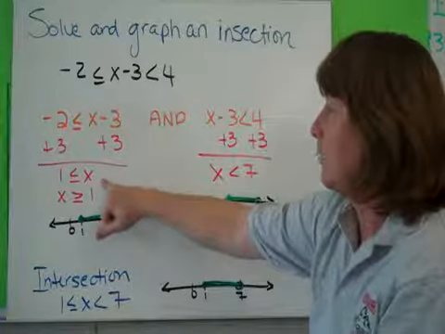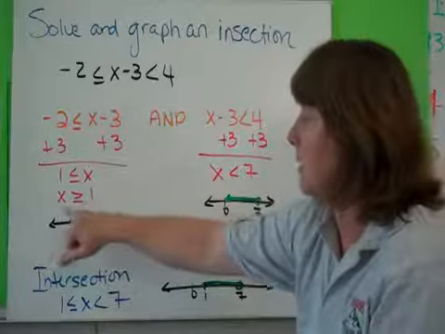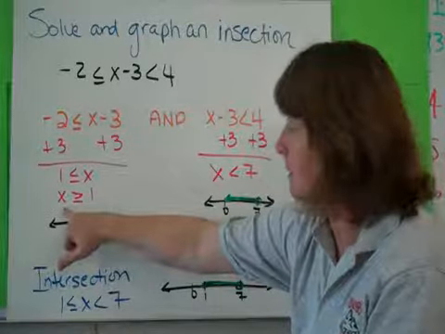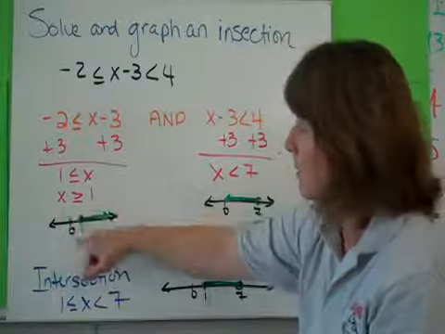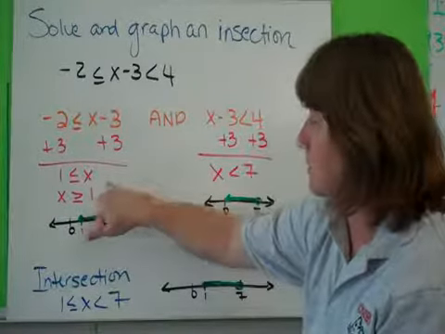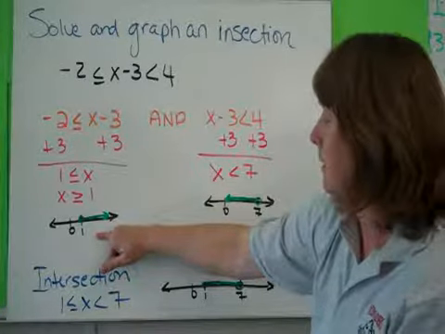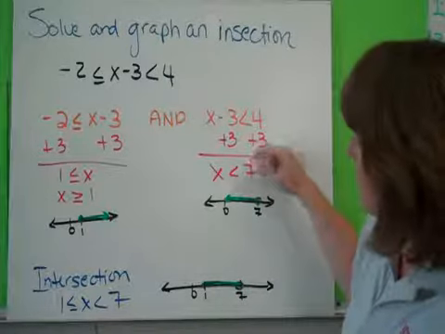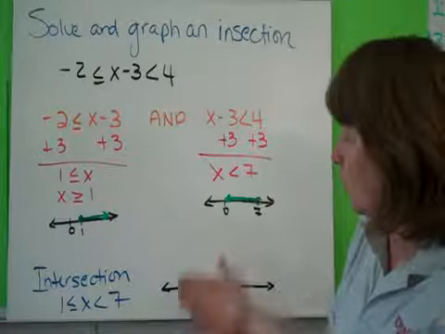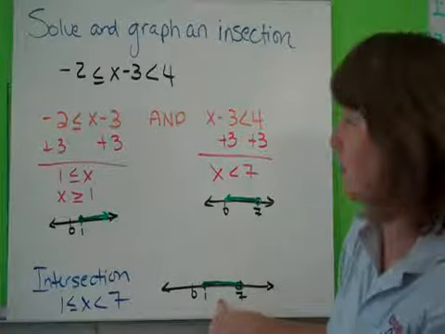We have 1 is less than or equal to x. To graph it, we move the x to the other side. We've talked about this in class because it's a common mistake to point your line in the wrong direction when x is on this side. And there's our graph of x is greater than or equal to 1. And then we have x is less than 7 after we solve it out. And then where do they intersect? And here is the intersection of this compound inequality.